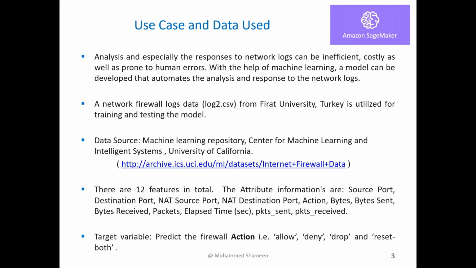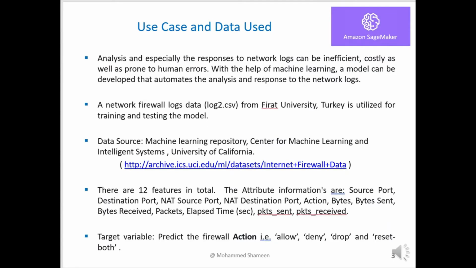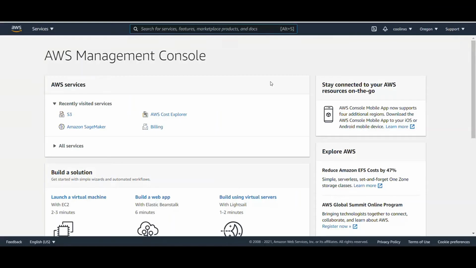Analyzing and responding to network logs can often be inefficient, costly, as well as prone to human errors. With the help of ML, a model can be developed that automates the analysis and responses to network logs. The use case considered is network firewall logs from the University of California ML repository. There are 12 different features in total. The column action was considered as the target variable, which was a multi-class problem where expected outcomes are allow, deny, drop, or reset both.